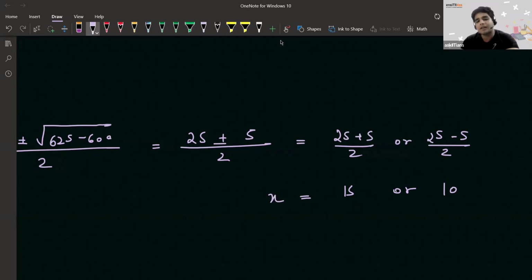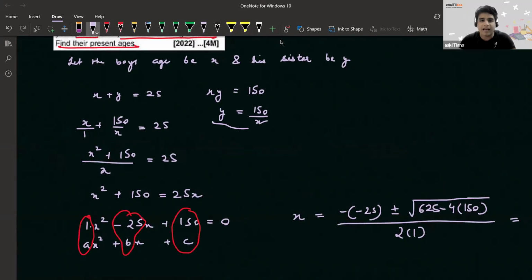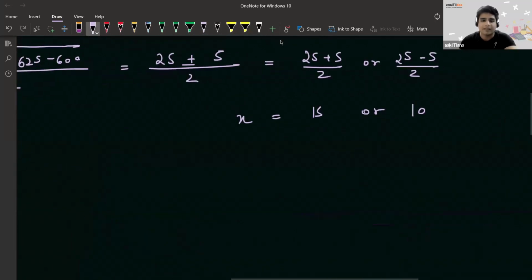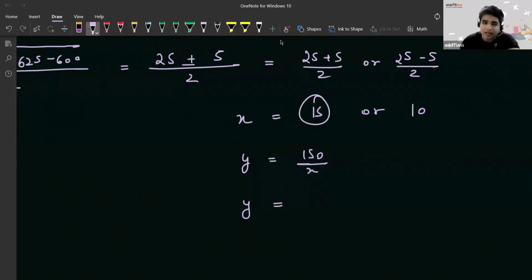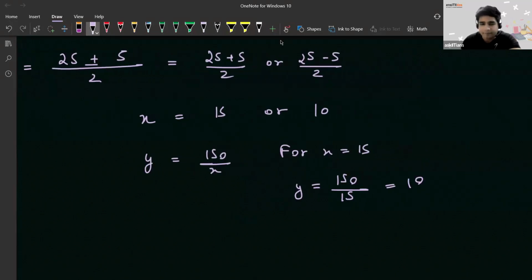And what will be the sister's age then? Everyone, sister's age y is equal to 150 upon x. Okay, so I will find out the sister's age. y is equal to 150 upon x. For the first value, x is equal to 15, y is equal to 150 upon 15. That is going to be 10, right? Is this clear, everyone? Yes.